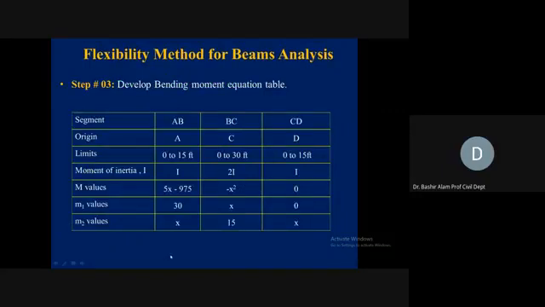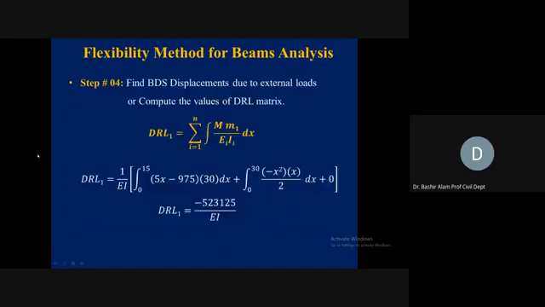Simply, the rest of the calculations will come out of these numbers. Now it will be the product of different combinations. So now we want to find out DRL. DRL1 will be equal to the integral of M m1 over EI dx. For member 1, it was from 0 to 15: 5x minus 975 was the capital M value, and the small m1 was 30, dx. Then the member 2 combination: it was minus x square for capital M, and m1 was x, divided by EI.